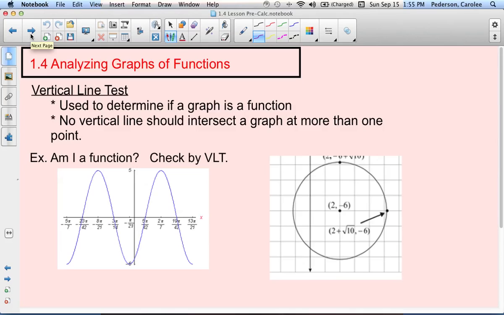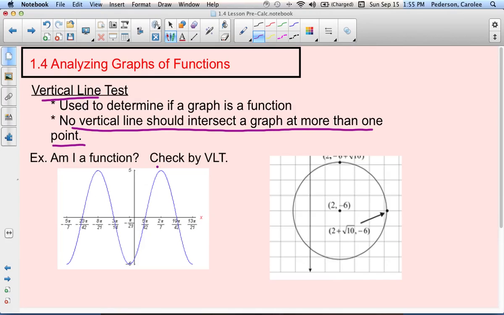This first line, I'd say you don't need to write down. We have two examples here. We want to decide, are these two graphs functions or not functions? Remember the vertical line test, no vertical line should touch or intersect at more than one point.